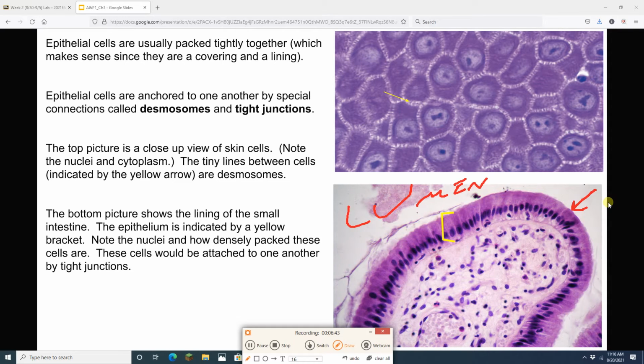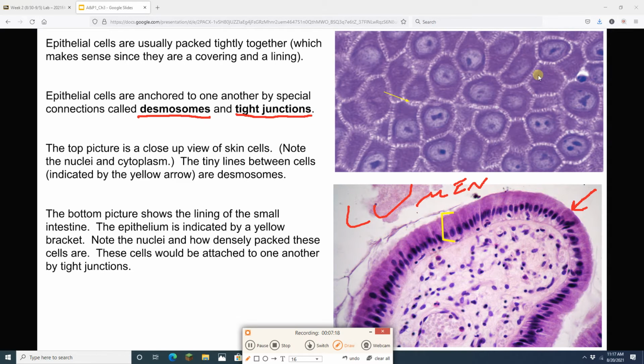Okay, now not only do we pack the cells together tightly, we have to anchor them together as well. I mean, you can't just stand the cells next to each other. You have to attach them to one another. And there are two major types of attachments that we use to bind an epithelial cell to its neighbor. They're called desmosomes. That's one type. And the other type are the tight junctions.